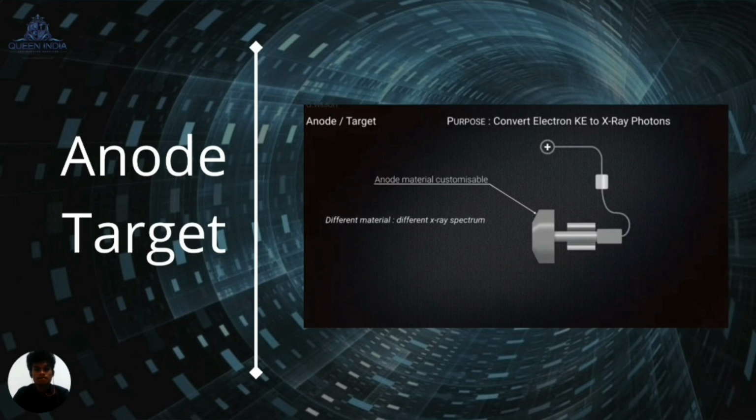Here the X-ray spectrum will be altered with respect to the material we are using for the anode target. We can use different materials for the anode target, like tungsten, molybdenum, and silver, etc.